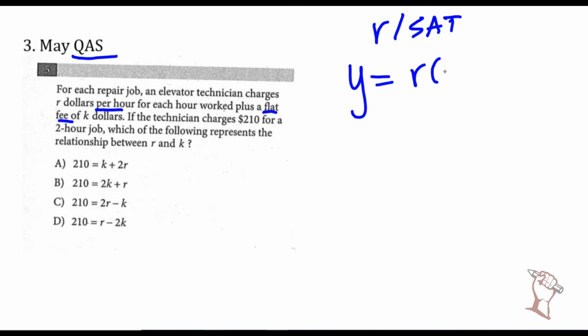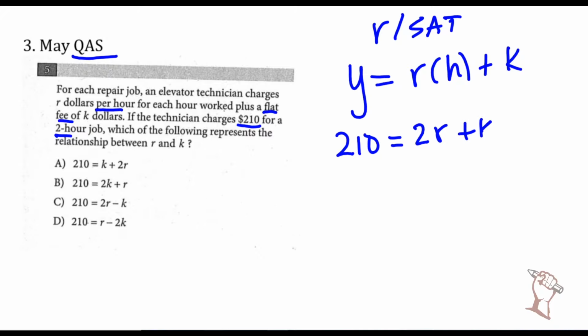All right, here we go. Ready? For each repair job, an elevator technician charges $r per hour. When we have a per, that's our slope. And for each hour worked plus a flat fee. We've seen this before. So we have y equals $r times the amount of hours put in plus the flat fee. So the flat fee is k dollars. This technician is going to charge for 2 hours. So we want 2 times r plus k.